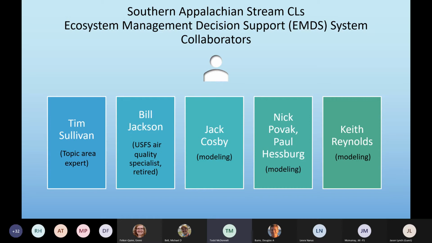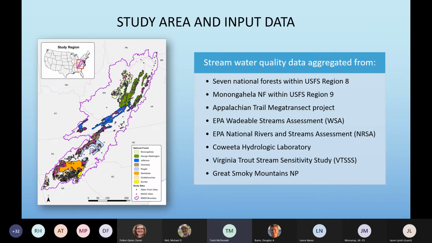These are our collaborators on the EMDS work in the Southern Appalachians. We had various topic area experts and ecosystem modelers and decision support modelers. This was a group effort. This is our study area. We have 7 national forests in the U.S.